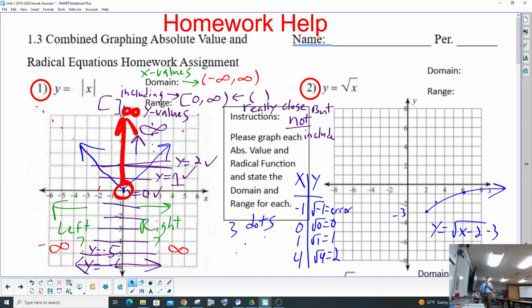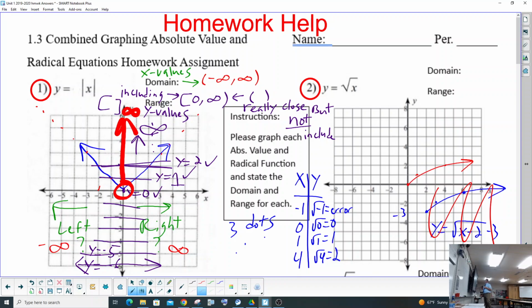But for number two, we actually want it to just be the parent function. And so again, that's here at 0, 0, over 1, up 1, and then over 4, up 2. Just up and to the right. And so this is like a different equation. That was just an example. Cool. Now, what's the domain?